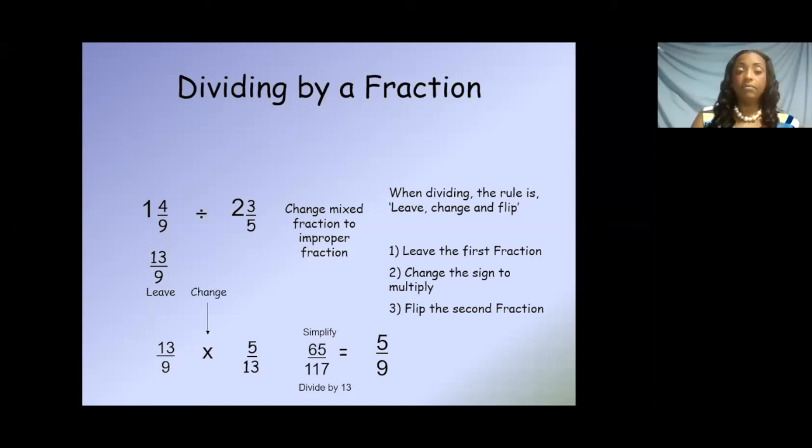Okay? Next, you have the 2 and 3/5. What do you do with it? Again, you want to change the mixed fraction to improper fraction. Again, that's done by multiplying the whole number, in this case, it's 2, by the, good job, by the denominator, in this case, it's 5. So 2 times 5 is 10, add 3, it's, good job, 13, and we keep the denominator for that part of the fraction. In this case, it's 5.